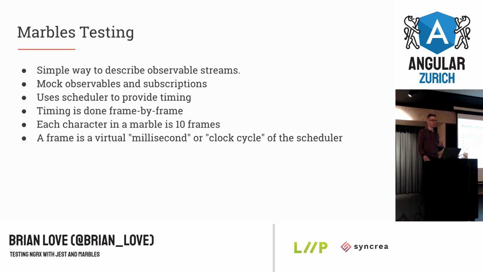And marbles testing provides a couple of things for us. It provides a simple way to describe our observable streams. It allows us to mock out these observables and these subscriptions. Behind the scenes, it uses what's called a scheduler in order to do this. And each character in our marble is going to be 10 frames. And this is kind of a virtual frame. And we're going to dive into this in a little bit more detail.